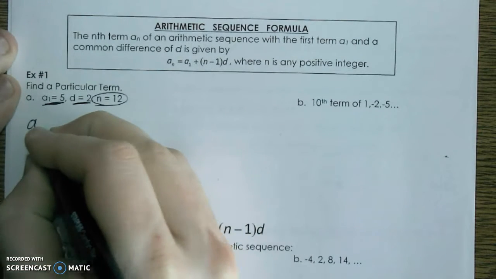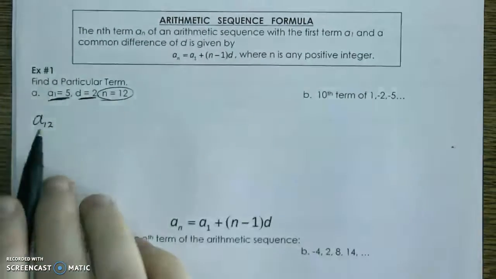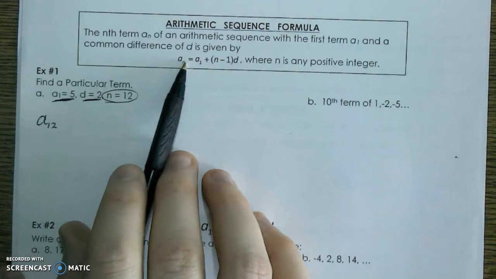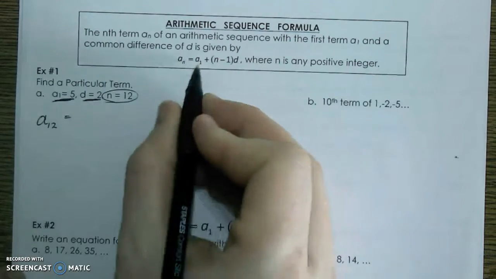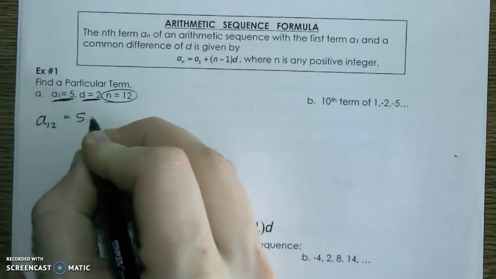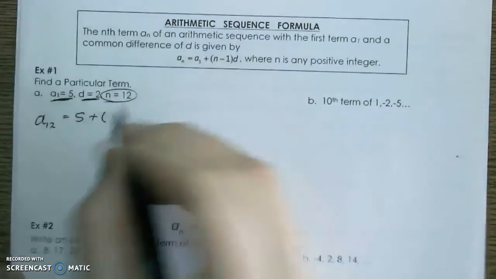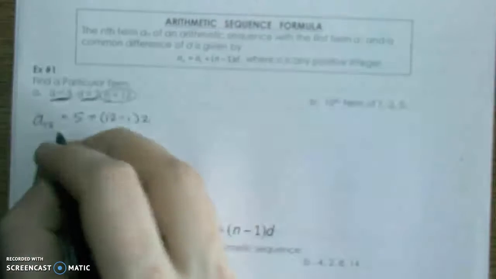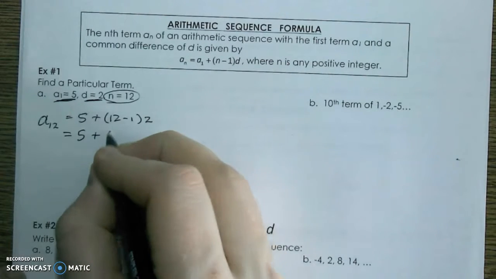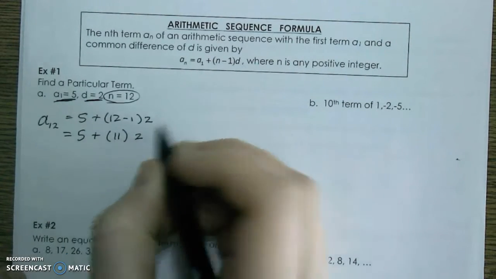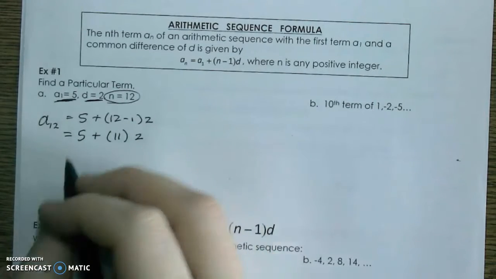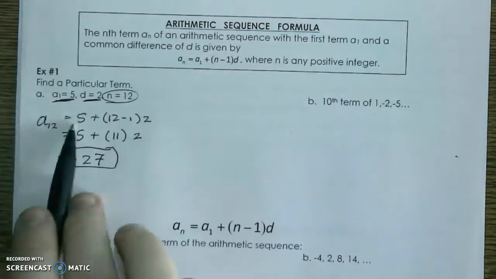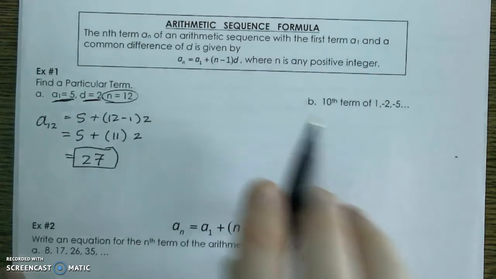So what we're looking for is a12. We're looking for the 12th term in the sequence. And so that is my n value, is the 12. And they told me a1 is 5. And then it says n minus 1, so 12 minus 1, and then common difference 2. And so here we have 5 plus 11 times 2, which would be 22 plus 5, or 27. So the 12th term in the sequence is 27, and we didn't have to list out 12 numbers.